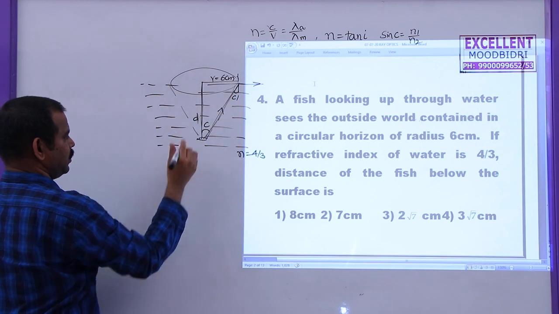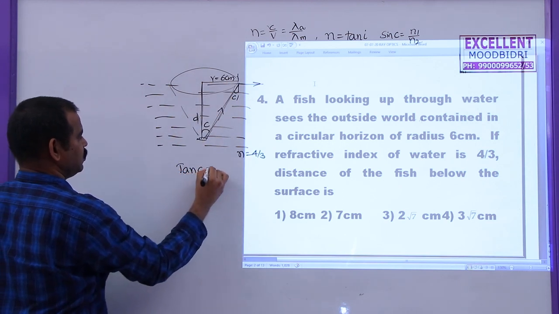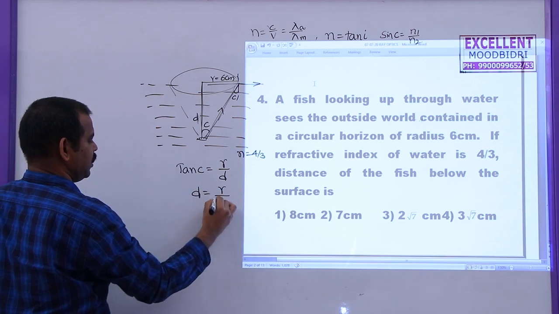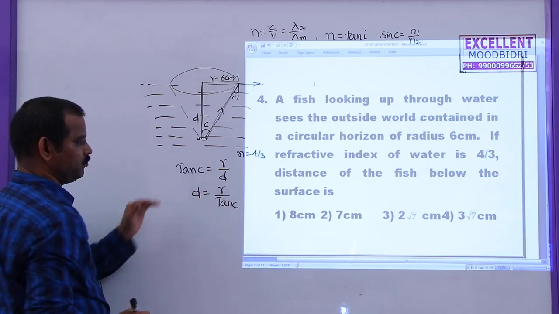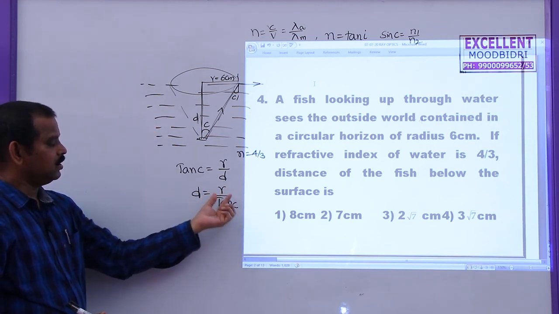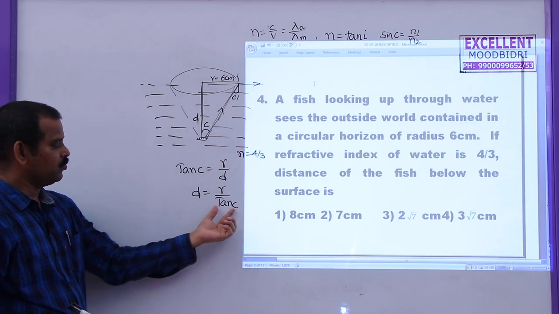So what is the relation between R and D? Tan C is equal to R by D, or D is equal to R by tan C. To find the depth of that fish below the surface of water, we need R as well as tan C. The R value is given as 6 centimeters. So how to find this tan C?